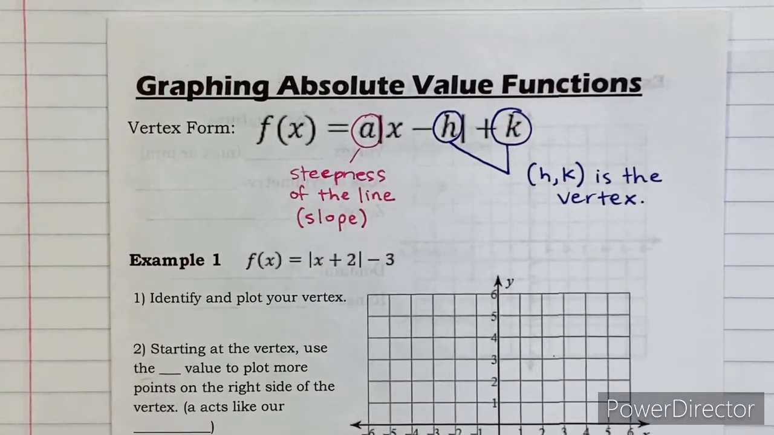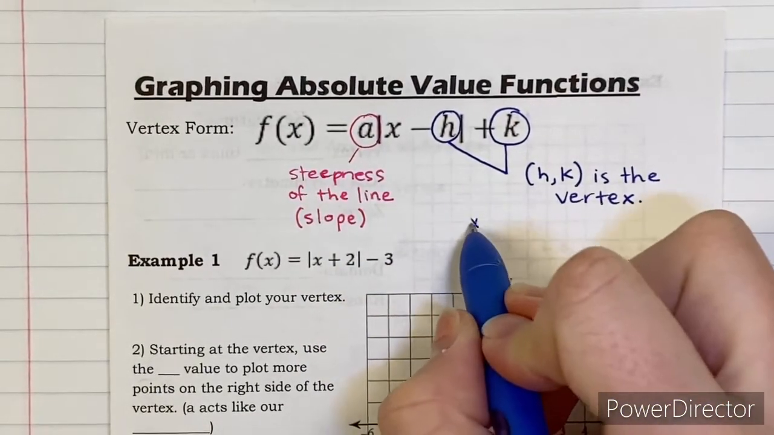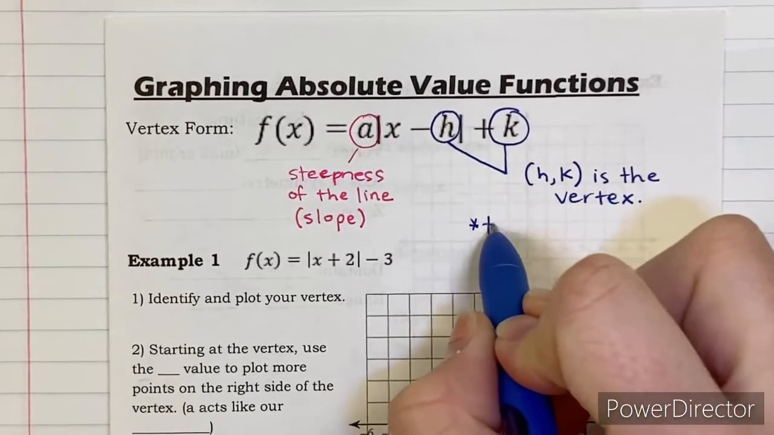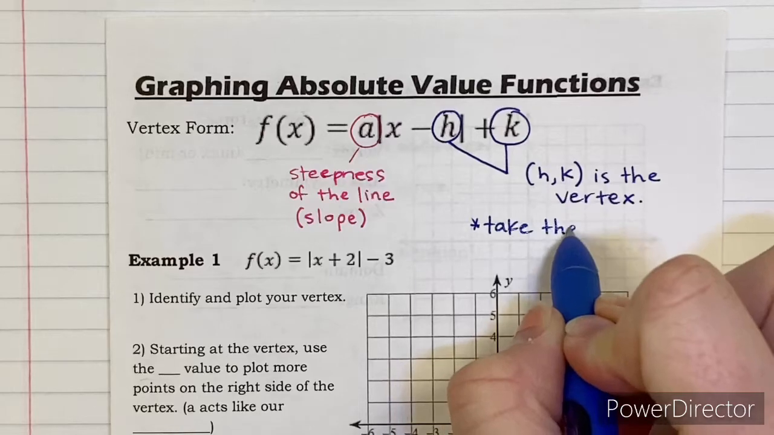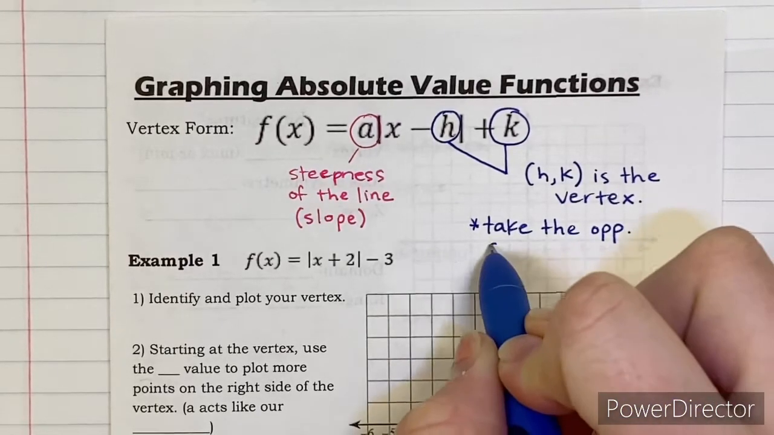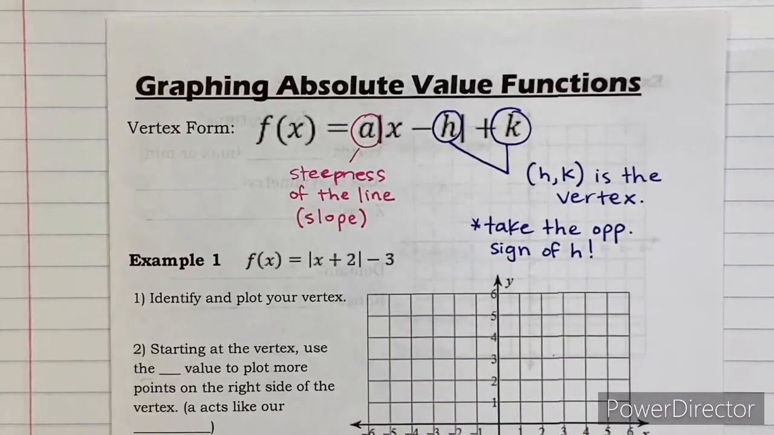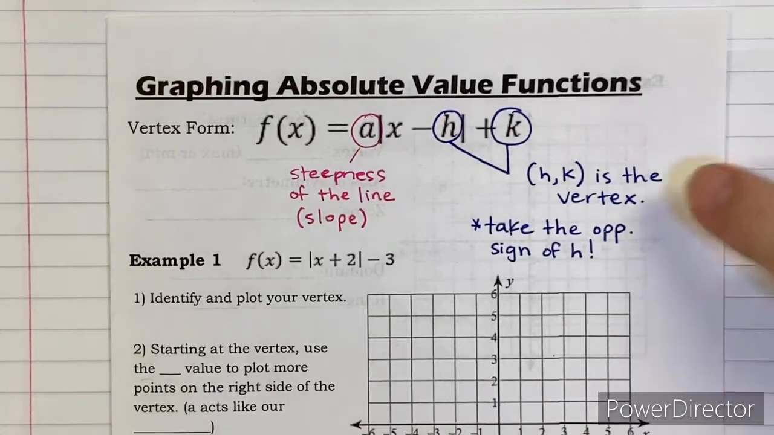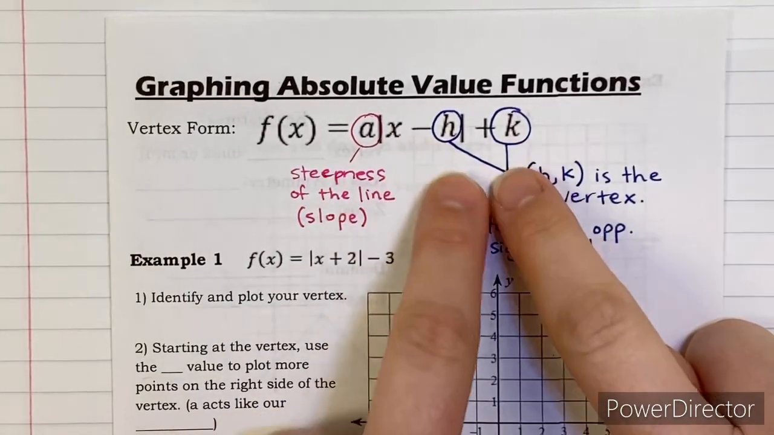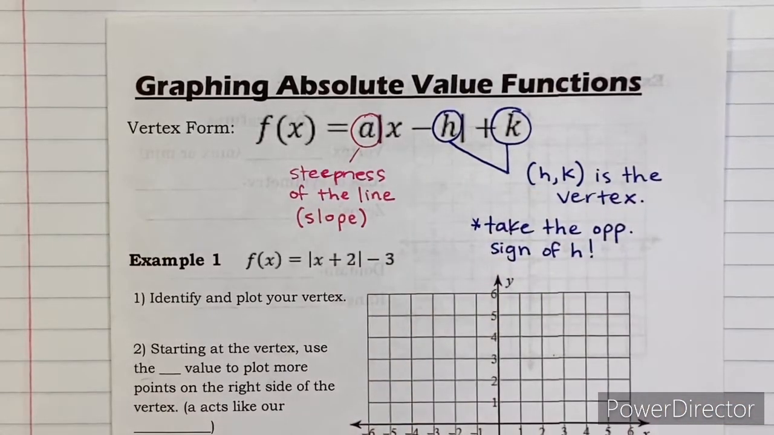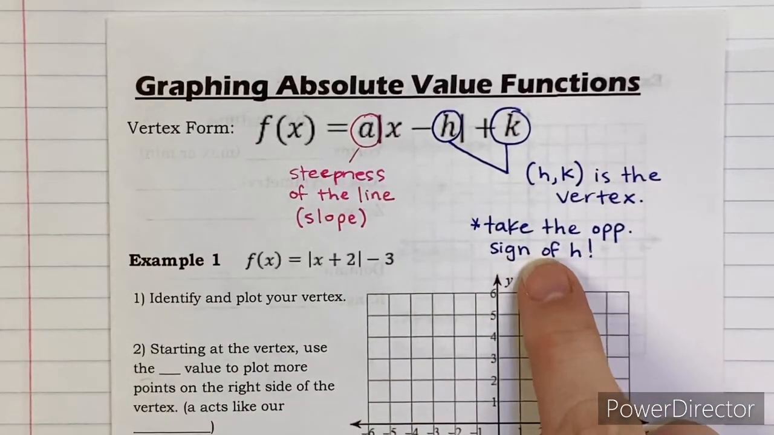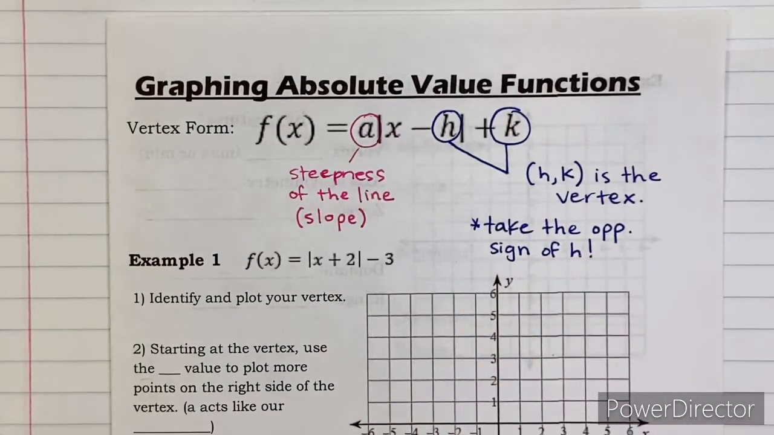There is one weird thing that we have to do with the H value right here. So I want you to put a star because it's super important. We need to take the opposite sign of H. So HK, again, is going to make up our vertex. We're just going to pull these two numbers out, and there's going to be our vertex. But whenever we write our vertex, we have to take the opposite sign of H to make it work correctly. So that's the background knowledge that we need to know about vertex form before we can actually graph them.